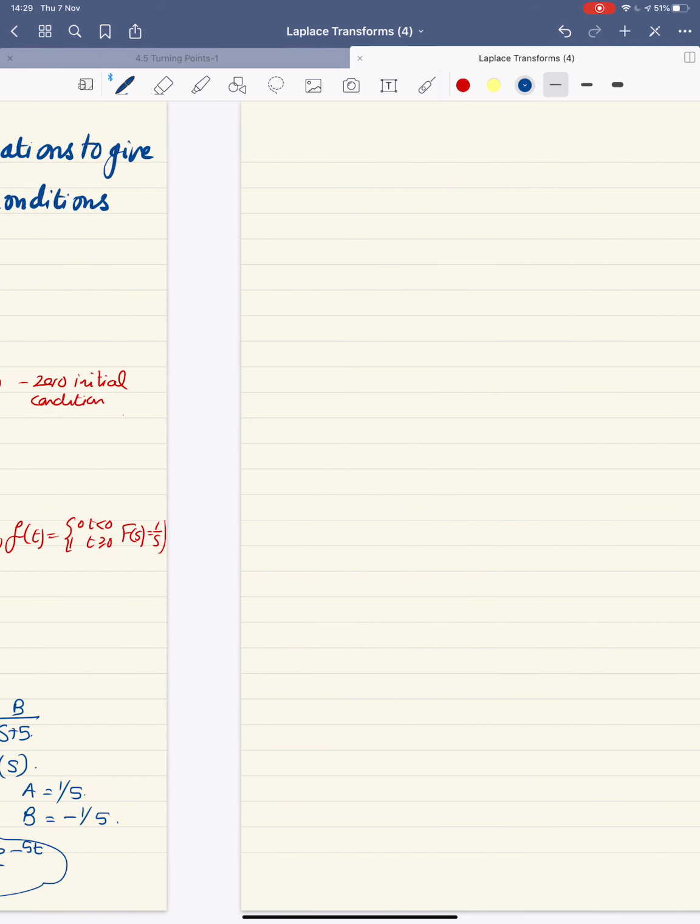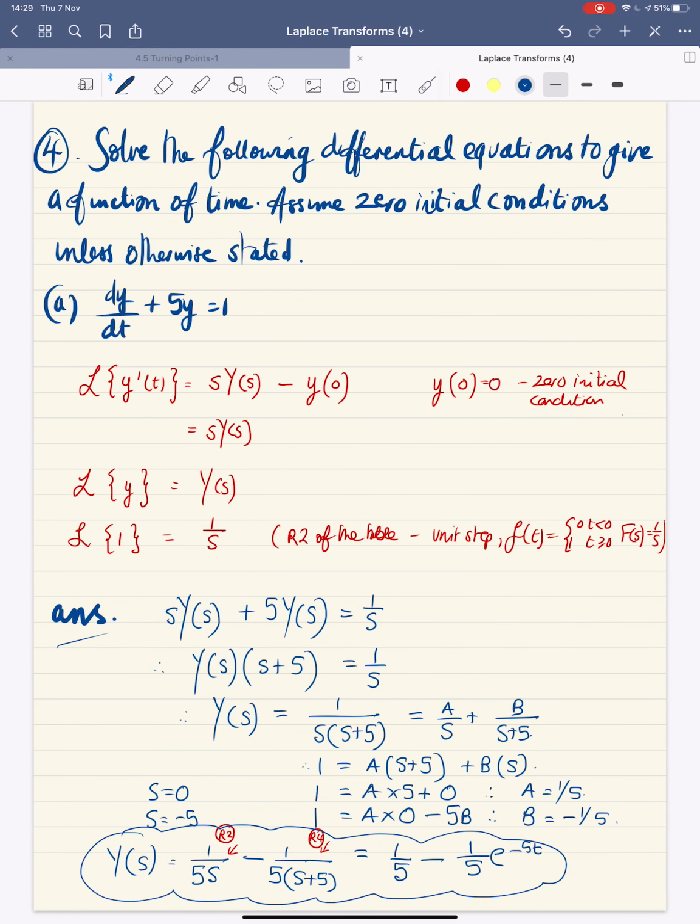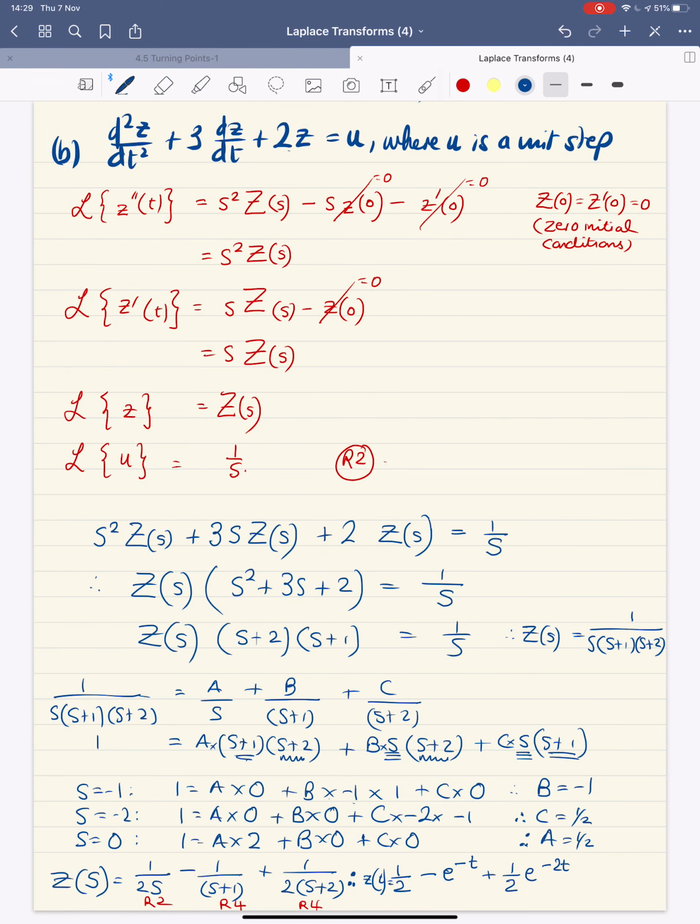Okay, did I get that right on the other one? No, I didn't. Y of s is equal to this, so therefore y of t is equal to that. Good. That's your answer there for that one.